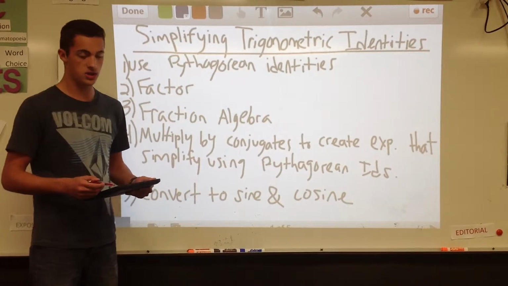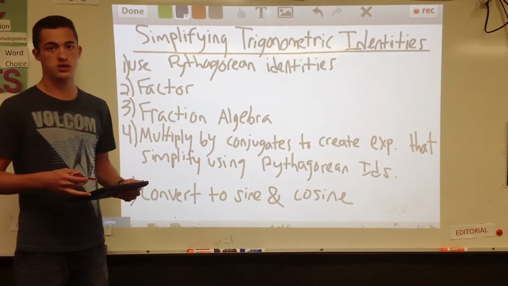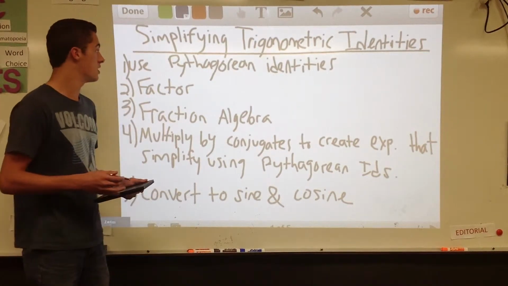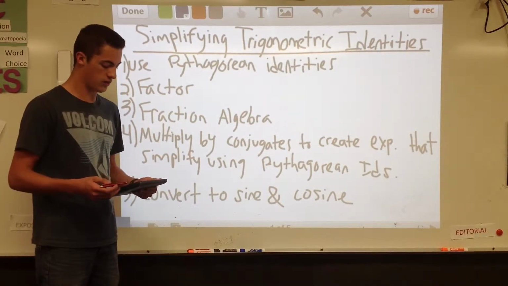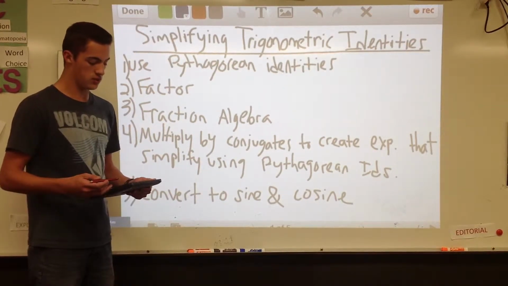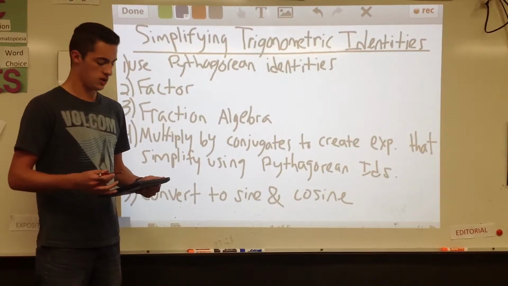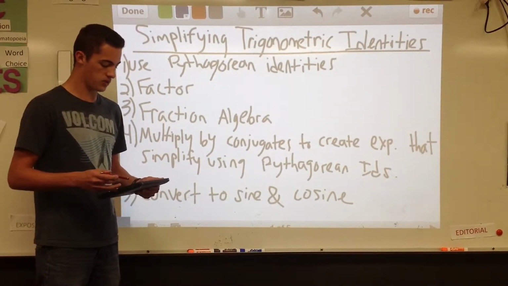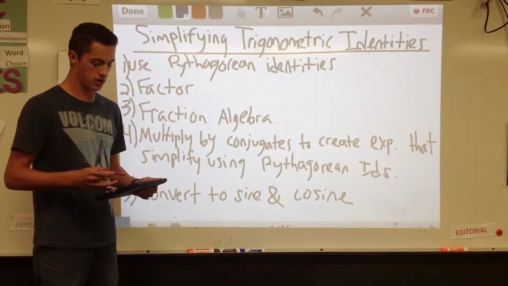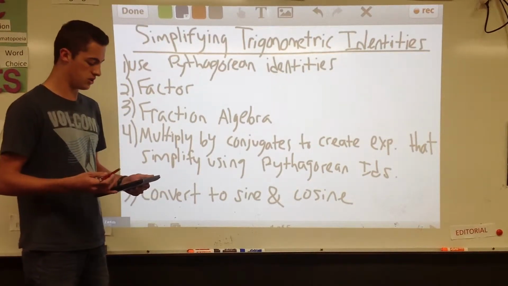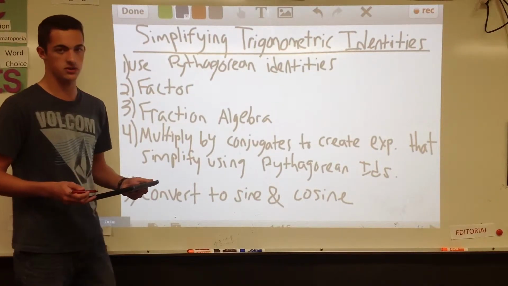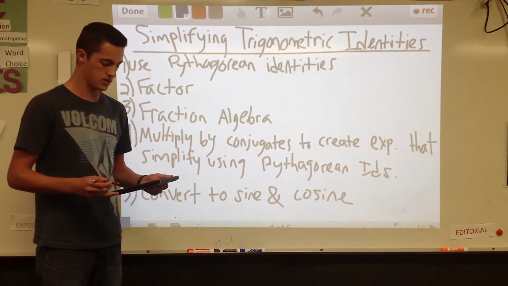Here are some strategies that you need to know how to use before simplifying the identities. Number one, you have to use the Pythagorean identities. Number two, you have to know how to factor. Number three, you have to know how to use fractional algebra. Number four, you need to know how to multiply by conjugates to create expressions that simplify using Pythagorean identities. And lastly, you need to know how to convert to sine and cosine. So let's get into some examples.